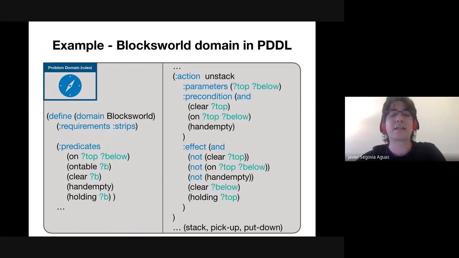Which are the effects, the consequences of applying an unstack? The topmost block will no longer be clear. This block won't be on top of the below block, and the gripper won't be empty. And the positive effects will be that the block that we have below on the tower will be clear, and that the top block will be held by the gripper. In the same way, we can specify the other three actions: the stack, the pickup, and the put down.